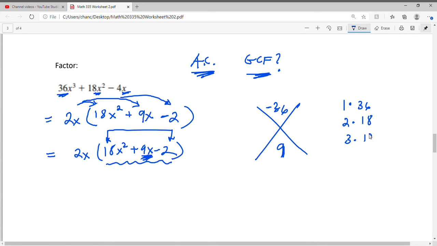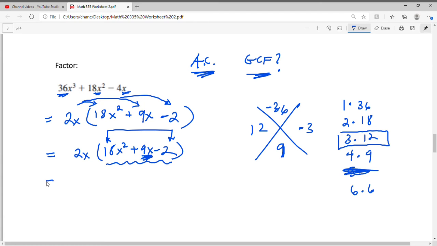3 times 12 gives us 36. 4 times 9 gives us 36. 5 times, well, nothing will work, so we'll skip that. 6 times 6 gives us 36. And that's it. That's the only possibilities that will give us 36. Now, it has to add up to get 9, so there's only one combination that works. 12 and 3. Well, we'll make this a negative 3. That's the only way we'll add up to positive 9.